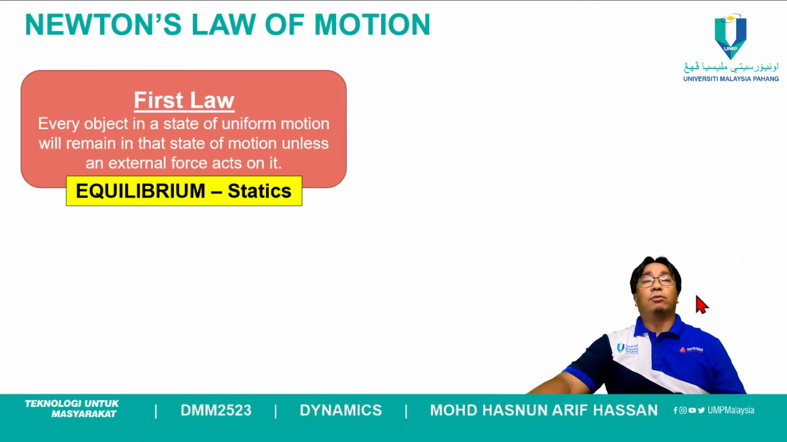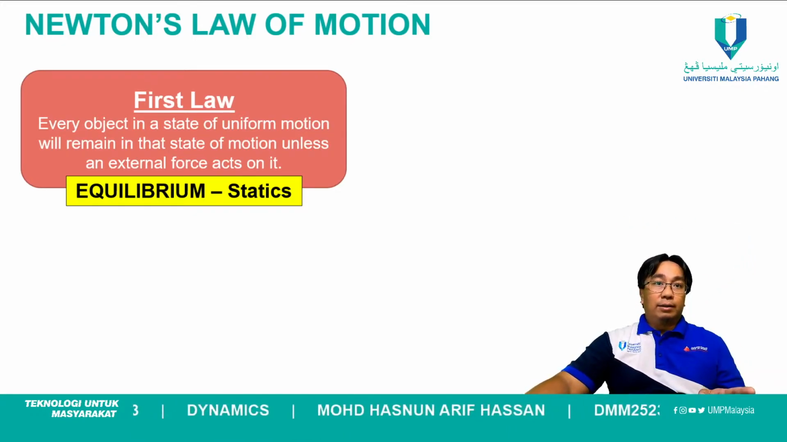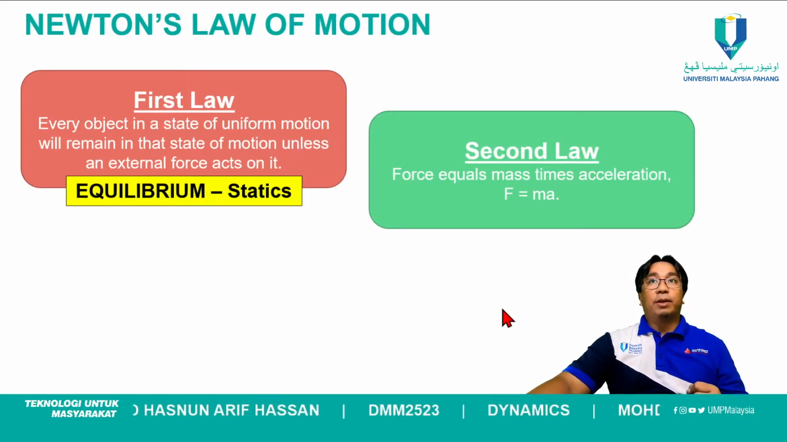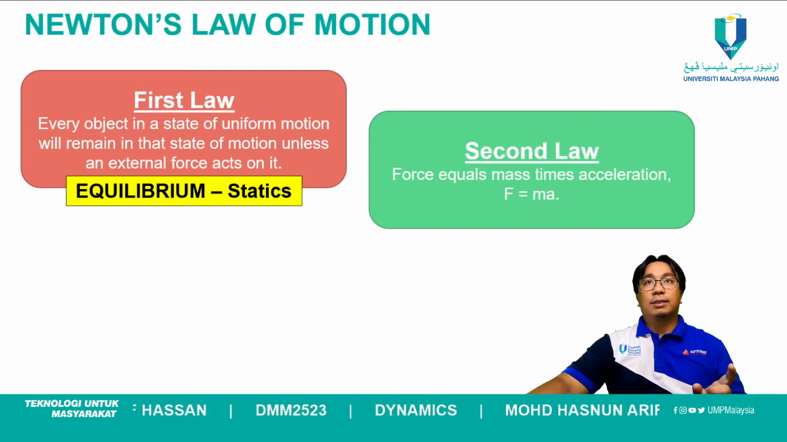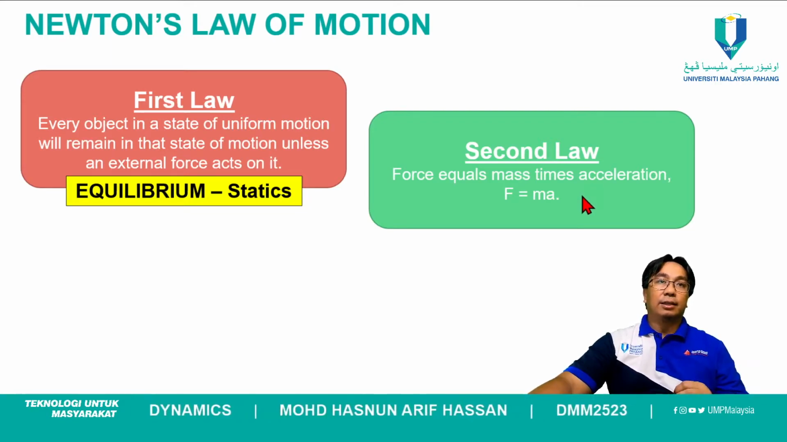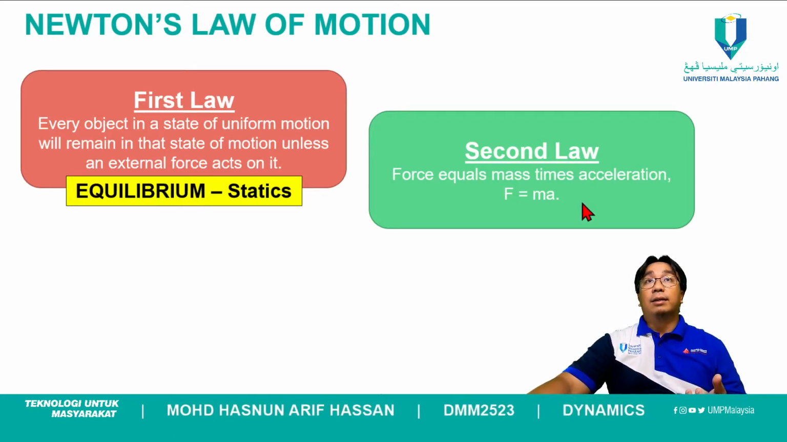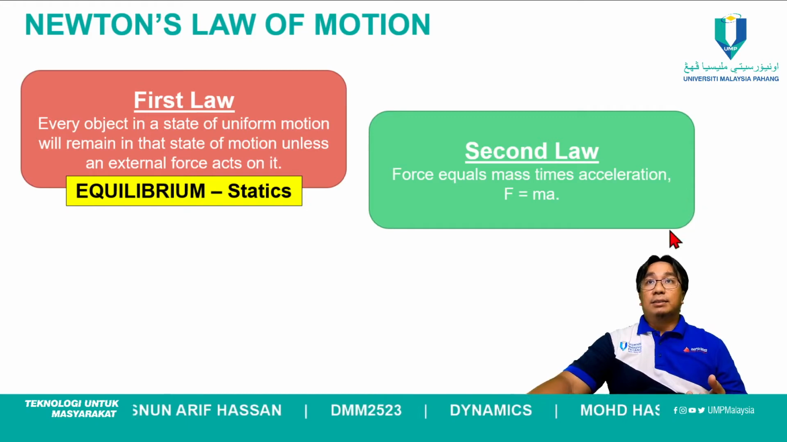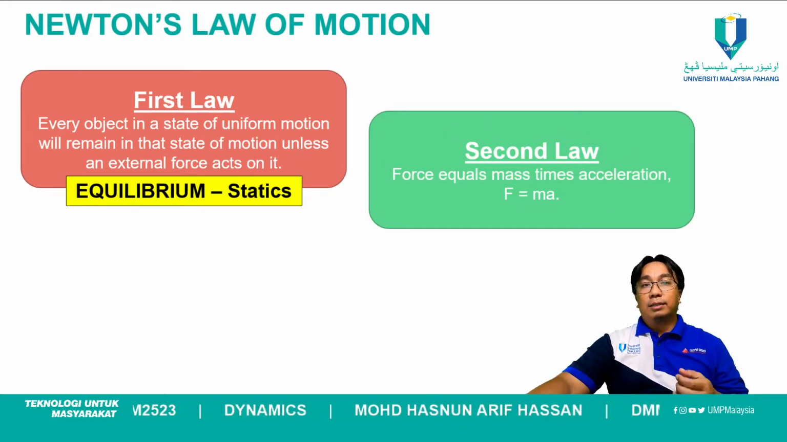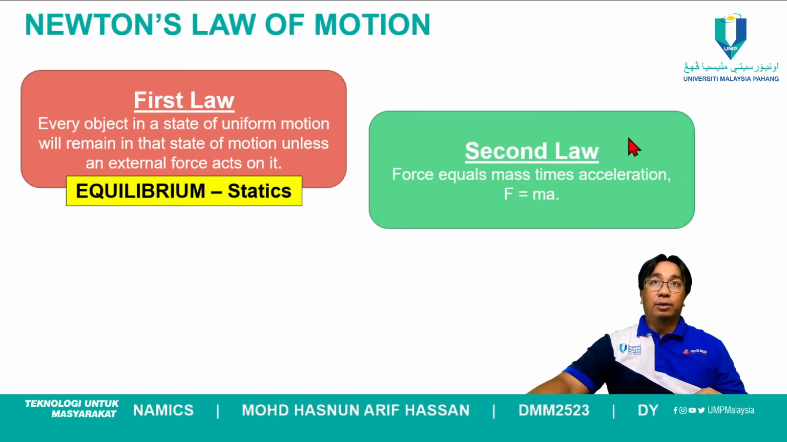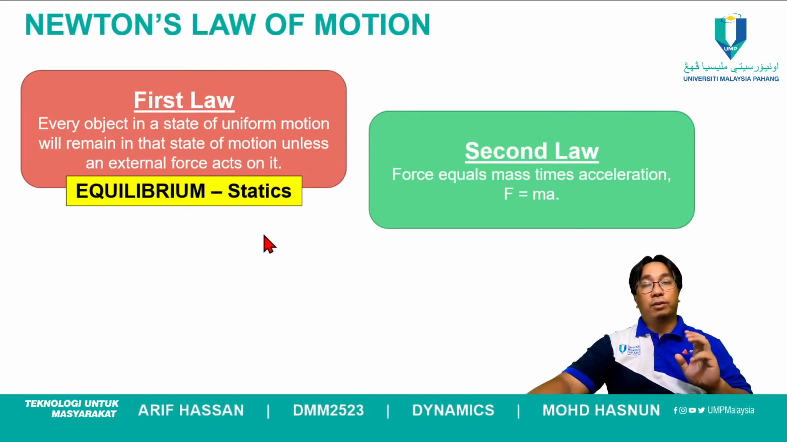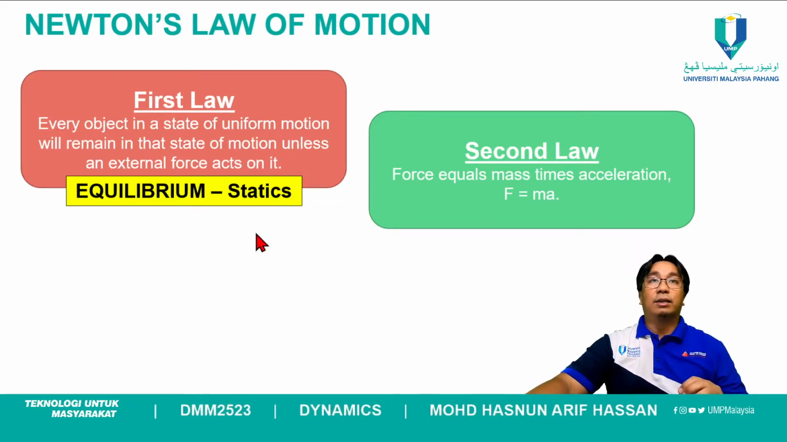The second law of motion is the one yang our friend bagi tahu just now, which is F equals to ma. Second law states that the force equals mass times acceleration. Ini yang Newton bagi tahu, the second Newton's law of motion. The second law of motion is the one that we are going to use in chapter 2, in this chapter. The first law you have already used in statics, which is the equilibrium.